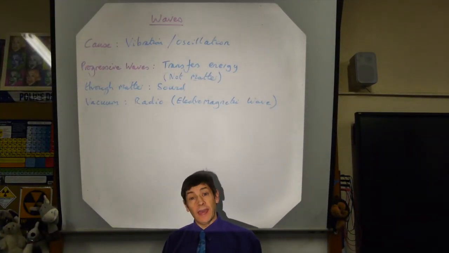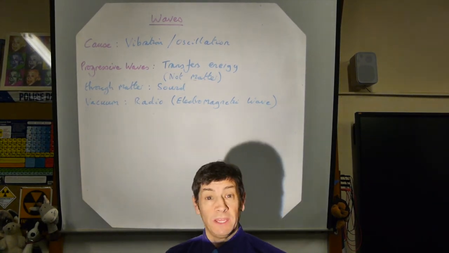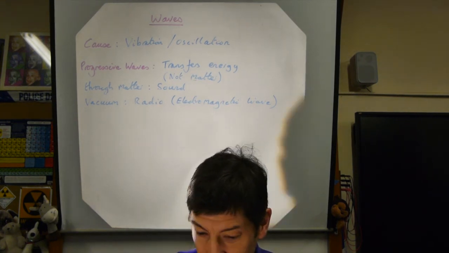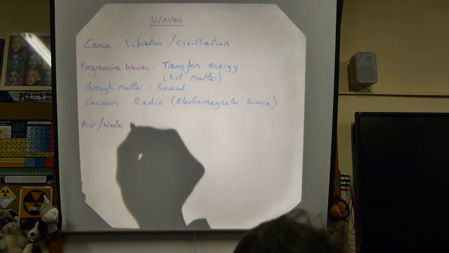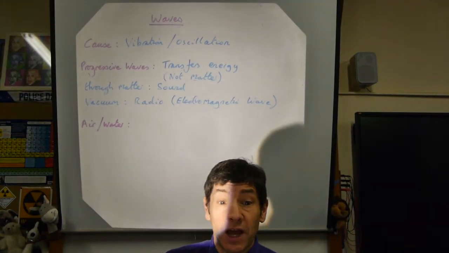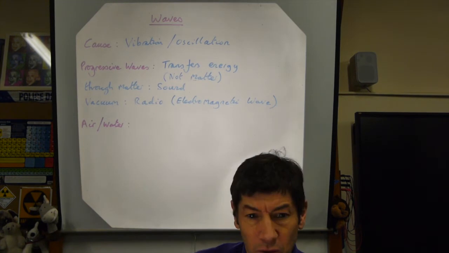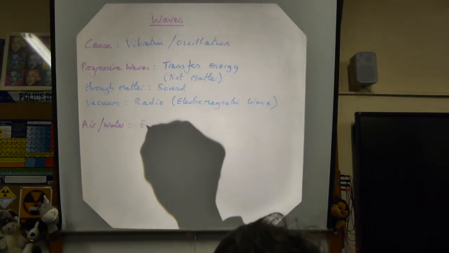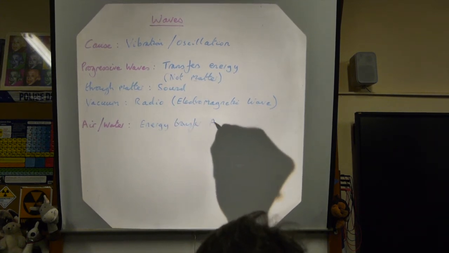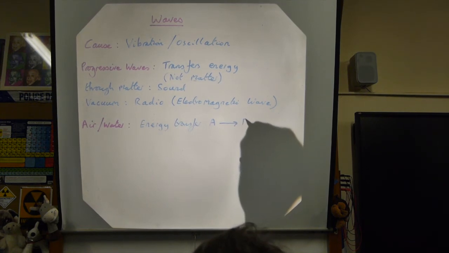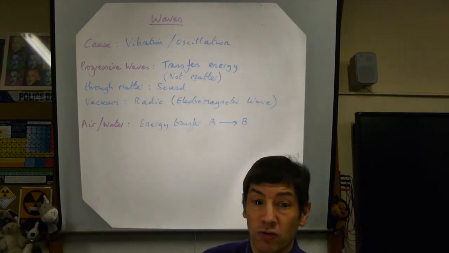So let's look a bit further at how waves are produced, and I'm going to look at waves in two mediums, either air or water. So we know that those materials are made of particles. And we said in the case of a wave travelling through them, the wave transfers energy. So we get energy transfer from A to B. Yep, across the sea, or in the case of me teaching in a classroom, across the room.